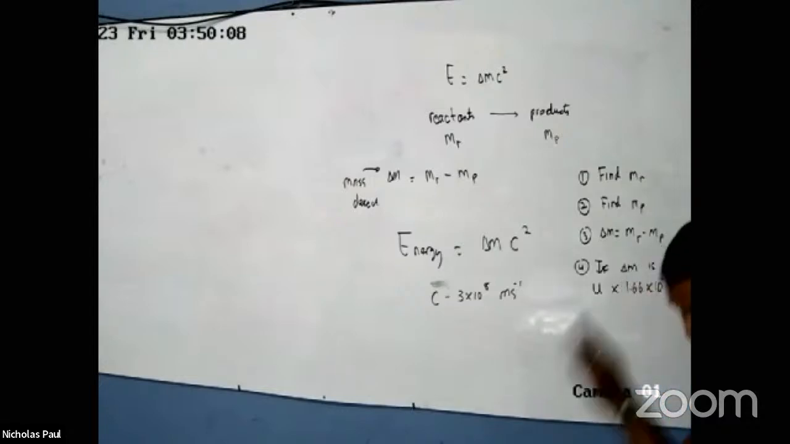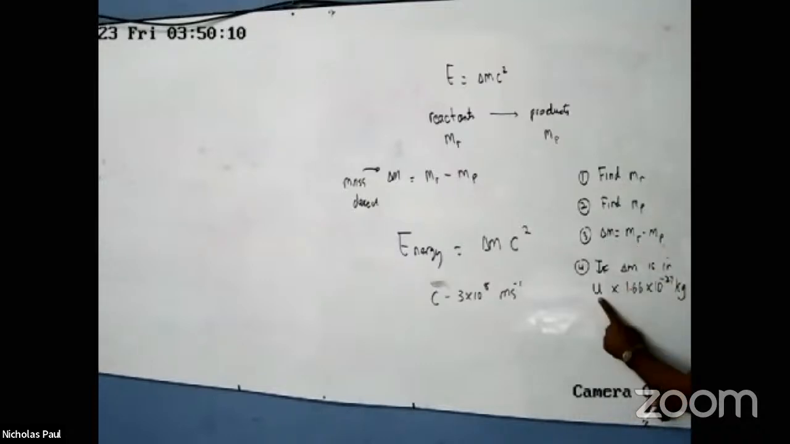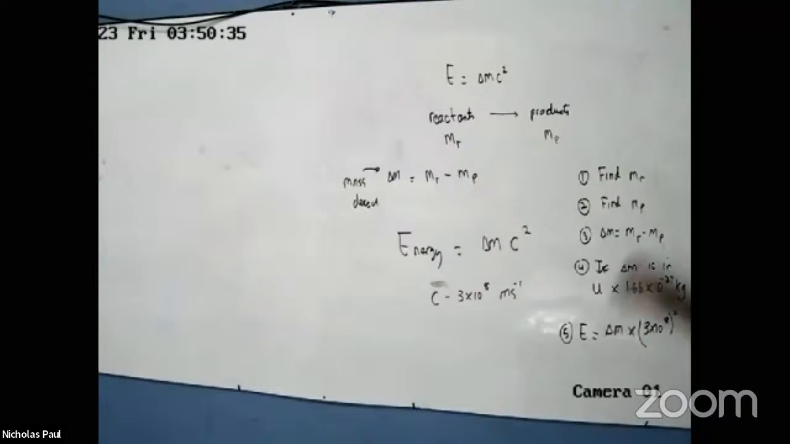That's okay, I'll show you an example that's not. But once this value is in u, you have to multiply that value by 1.66 x 10^-27 kilograms. And then the last step, to find the energy: energy is equal to step 4, which is delta M, multiplied by the speed of light squared. And that's it, you have these 5 steps. Find the mass of the reactants, the mass of the products, subtract them, multiply by this to get kilograms, and then multiply by the speed of light squared.